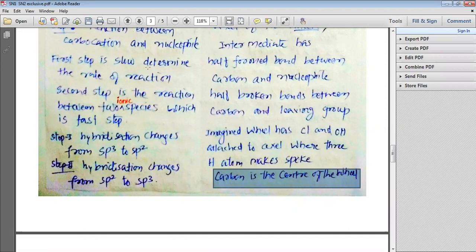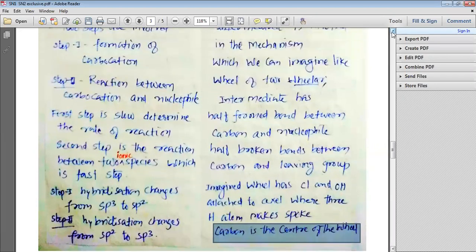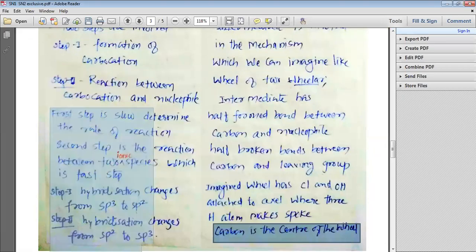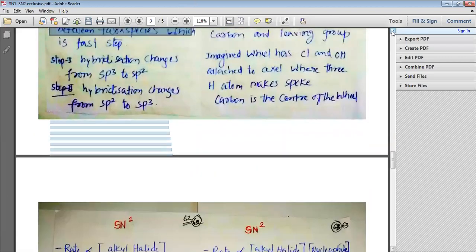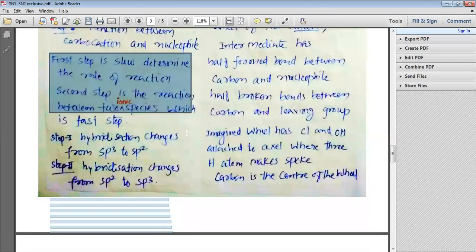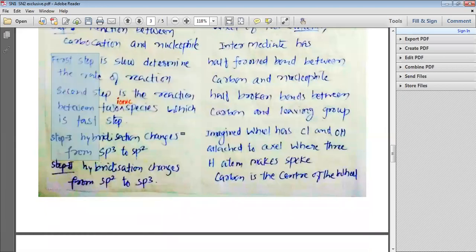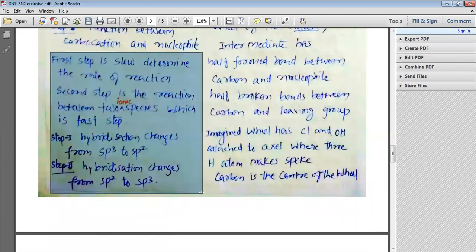Now let's again get back to the SN1 reaction. We have seen that the SN1 reaction takes place in two steps. Now, what do we see in these steps? Let us try to see. The first step of the SN1 mechanism is the slow step.